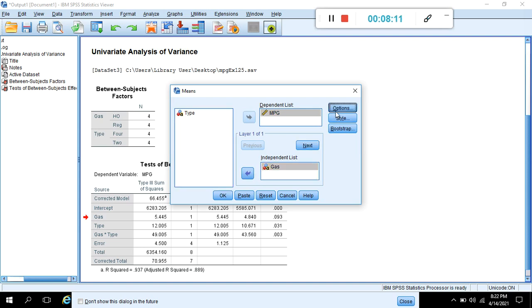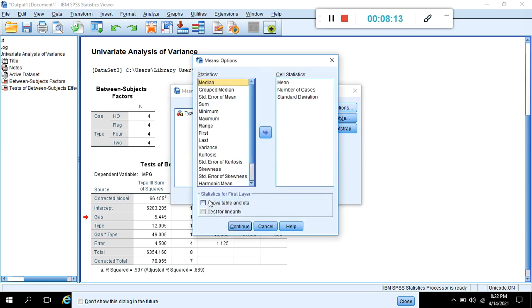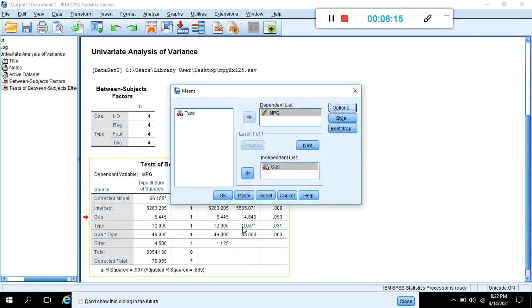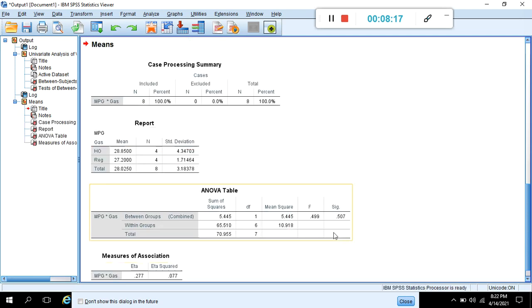This is the simple way of doing ANOVA. It's the means way, and I just have to make sure I have this checked off. To do gas by itself, hit go. And gas by itself is not significant. This is just the gas by itself. These are the means of 28, 27. You can see there's not a lot of significance going on here.